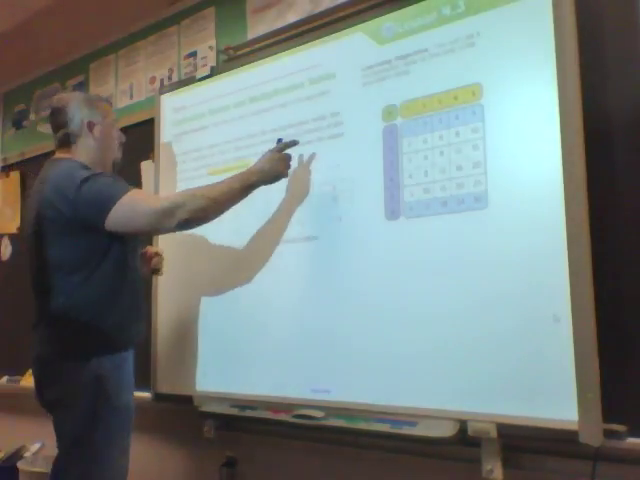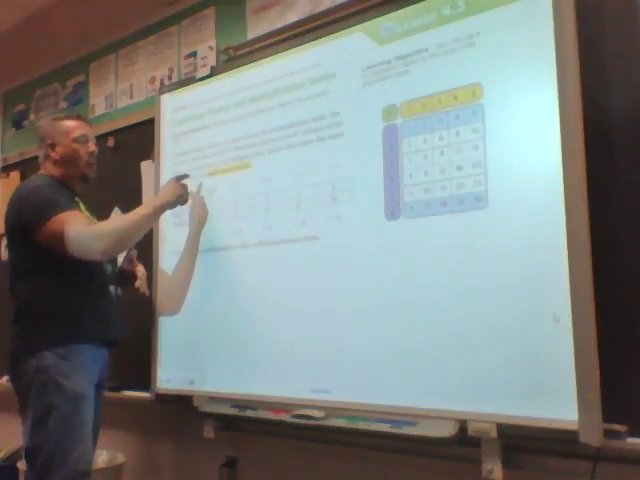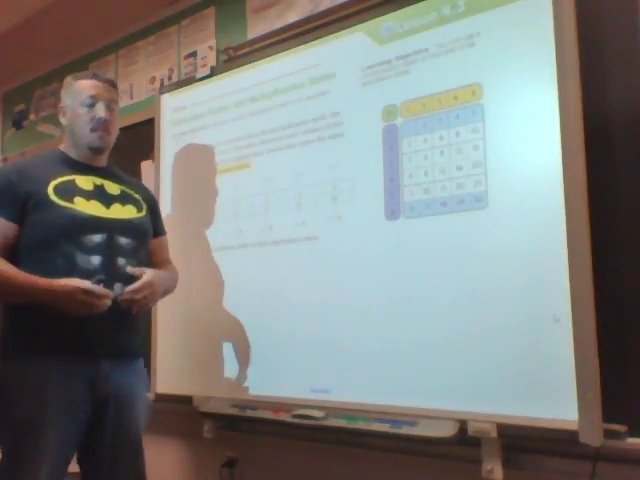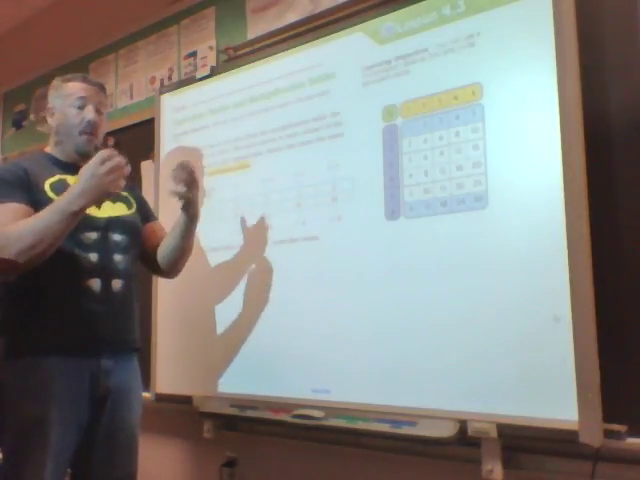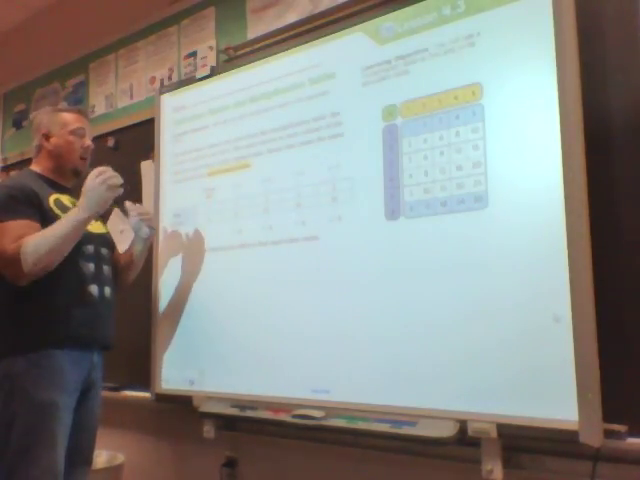But this gives us the vocabulary word of equivalent ratios. It says ratios that name the same comparison are equivalent ratios. And all that means is ratios that name the same value, because if I reduce them down, I would still get the same amount.